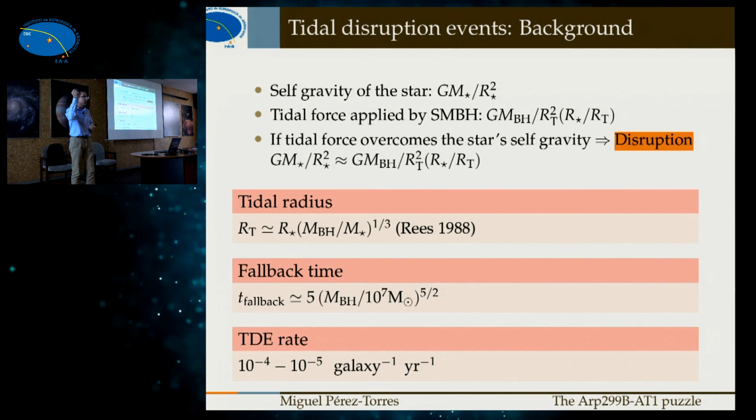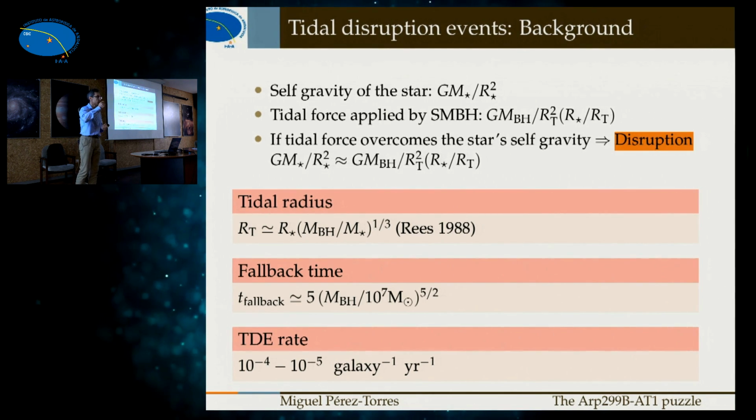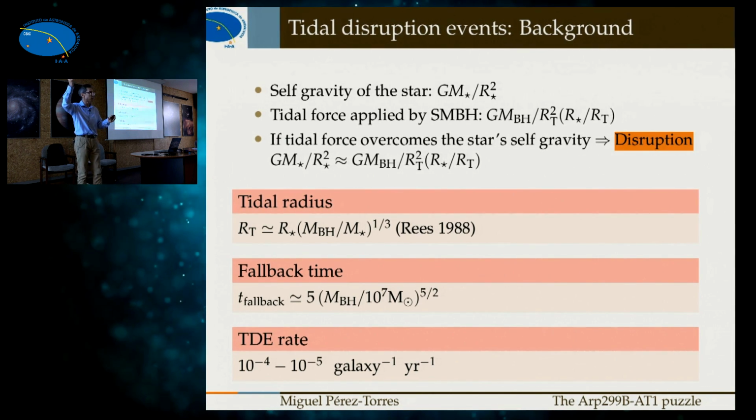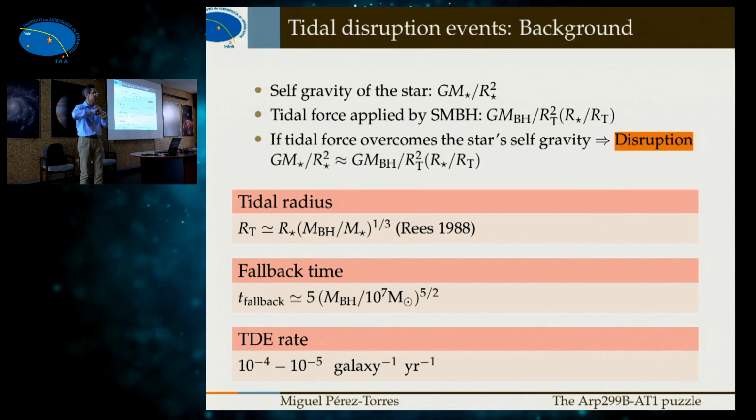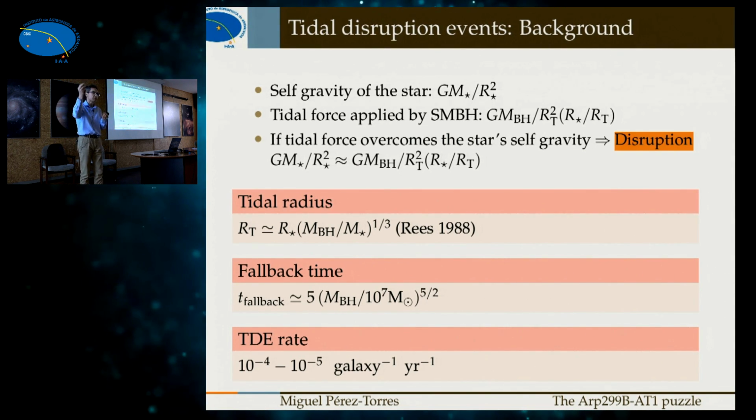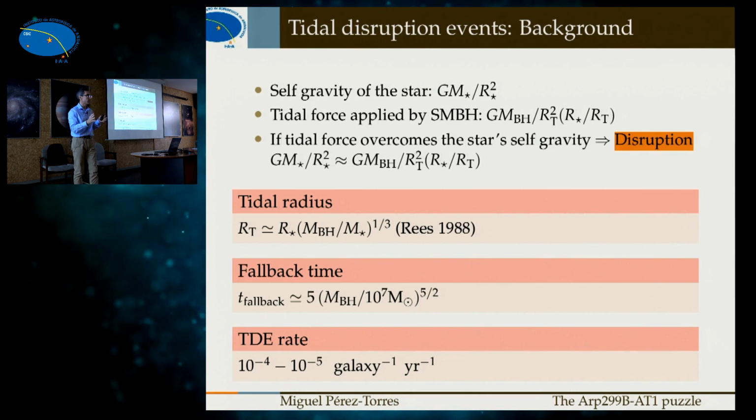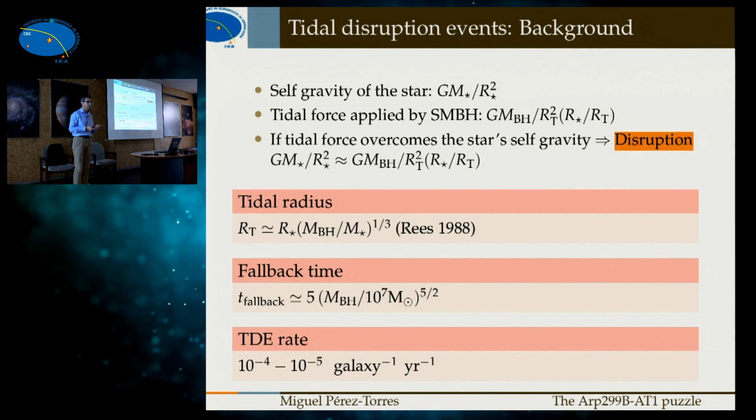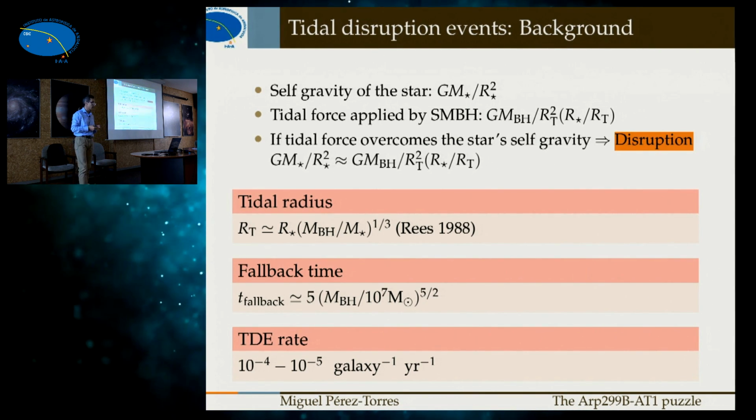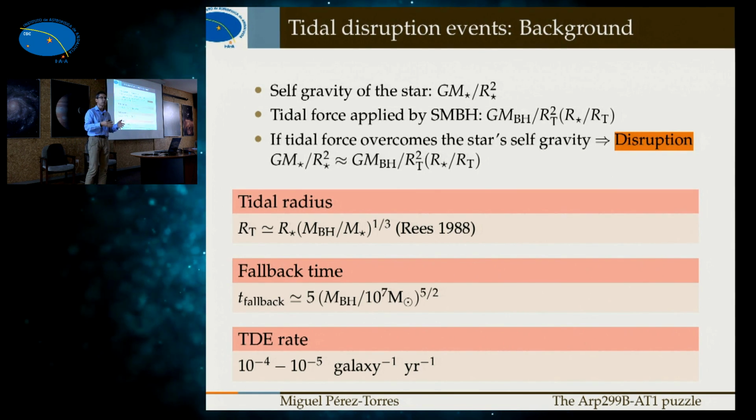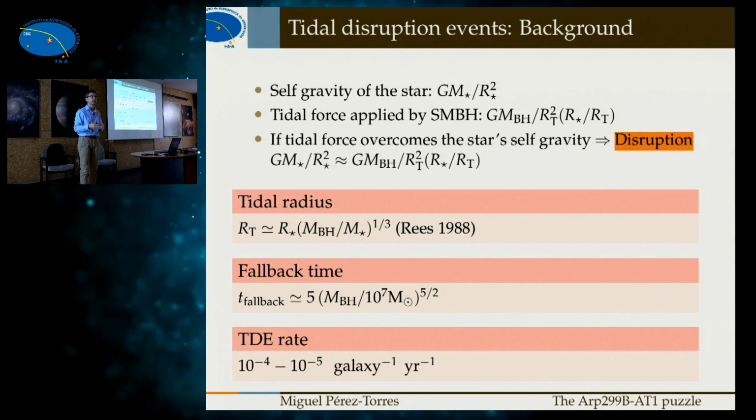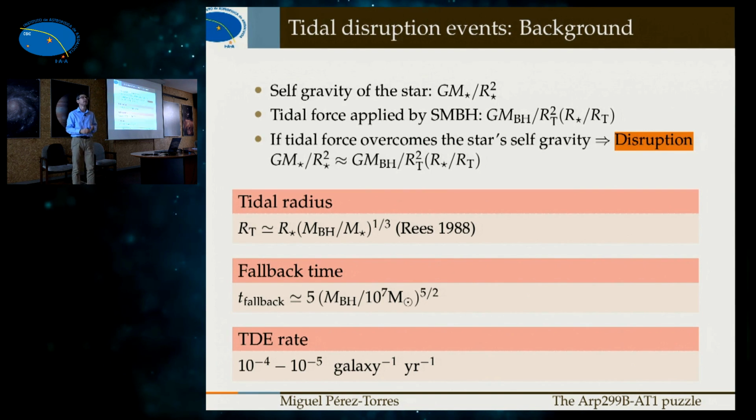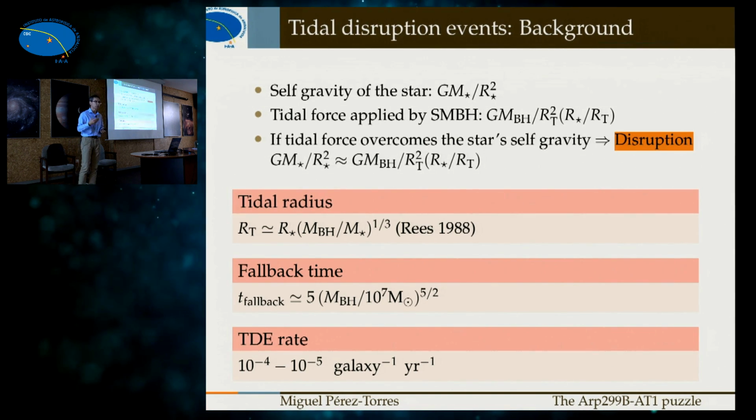There is, as you can see here, a fallback time. So basically the star passes very close, and then half of the star essentially just goes away. The other half starts to fall. So there's a fallback time, which depends also on the black hole mass, but it can last from a few days to a few months. So it's quite rapid, but it's not instantaneous. It doesn't happen in a few minutes. It takes a lot of time.